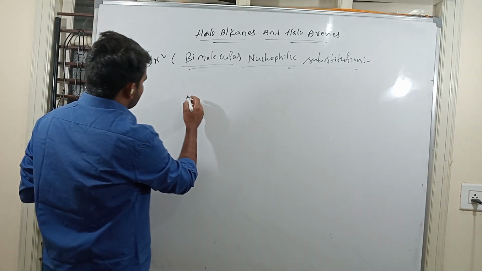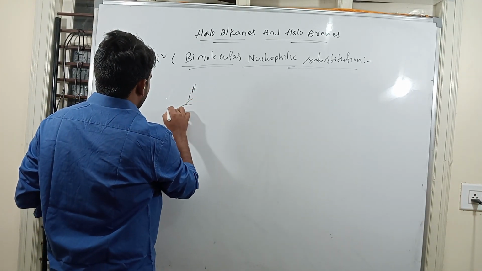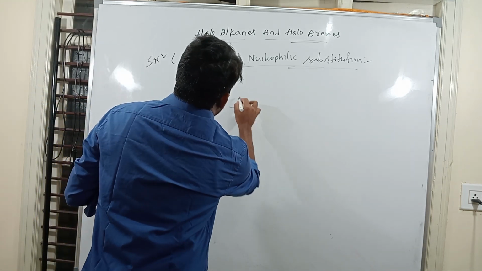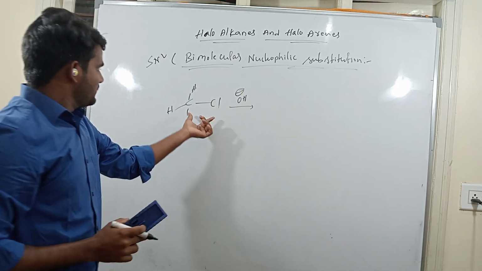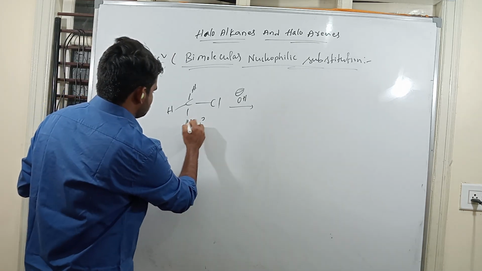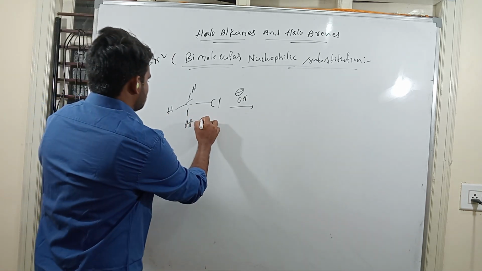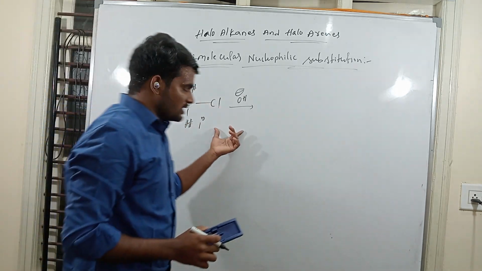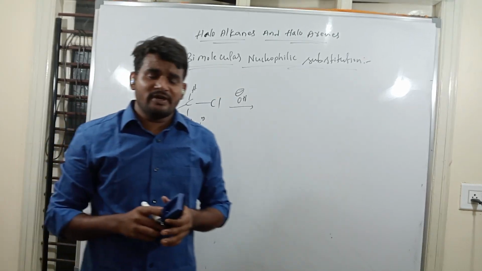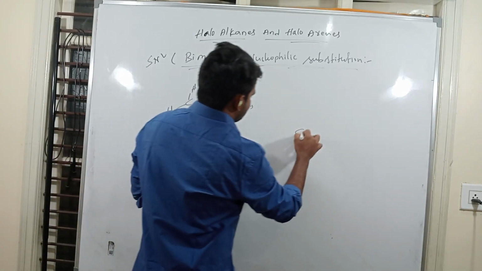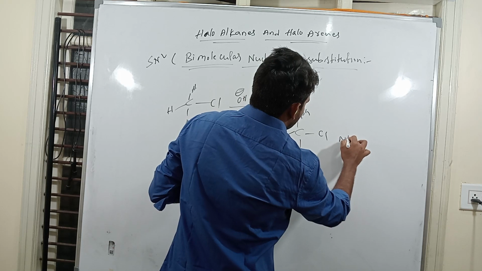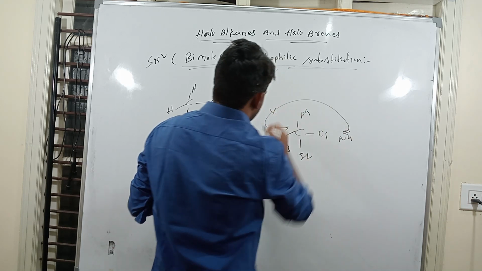Let's take one simple example. A primary alkyl halide is taken, and here we'll take one nucleophile. According to the SN1 reaction, back side attack is not possible. Why? Because on the back side there is crowding, with the CH3 groups and Cl. Here nucleophilic attack on the back side is not possible because of crowding. But here no crowding is there.